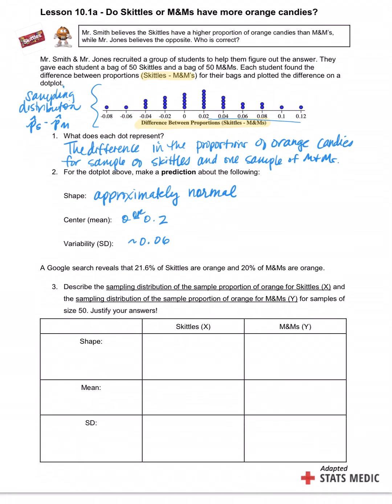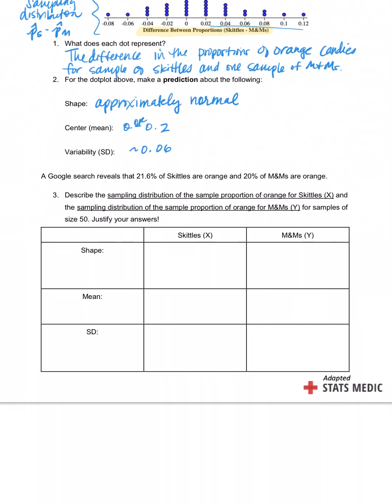Now, a Google search reveals that 21.6% of Skittles are orange. So p of Skittles is 0.216, the true proportion of Skittles, based on what we know. And 20% of M&Ms are orange. So the true proportion of M&Ms would be 0.2. So now it says, describe the sampling distribution of the sample proportion of orange for Skittles and the sample proportion of M&Ms for samples of size 50.